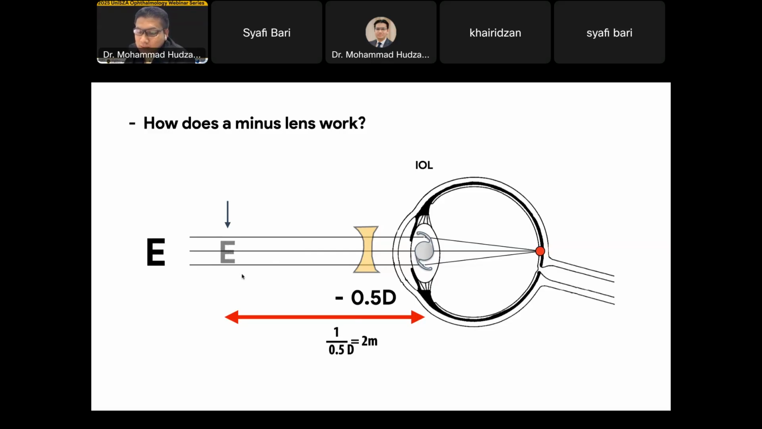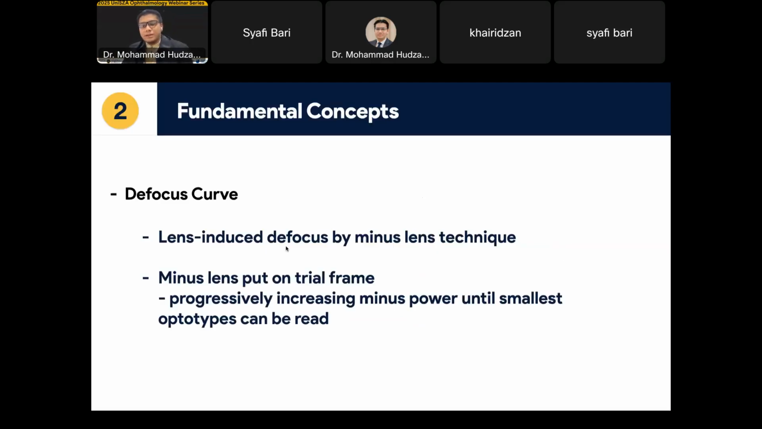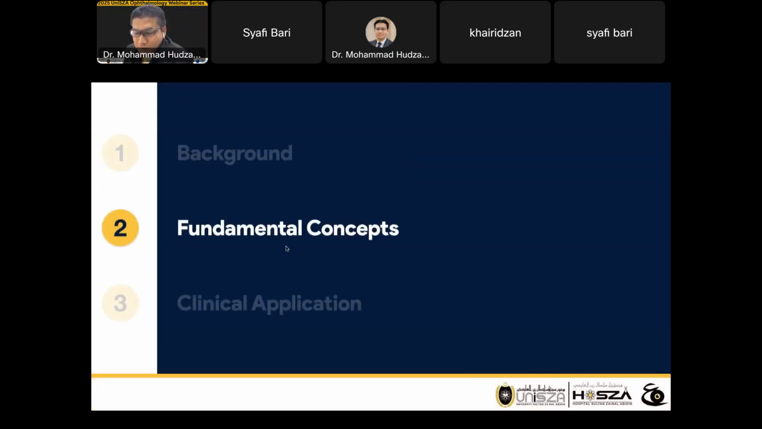This is a virtual image. The behavior of a minus lens is that it causes a virtual image to become closer and a bit minified, a bit smaller. And if we carry on increasing its minus power, the image will be furthermore closer. Now it's 1 meter. However, it is smaller compared to before. So by understanding this property of minus lens, we can apply its behavior and put it into a defocus curve by this lens-induced defocus. Now, this is where the important part is.